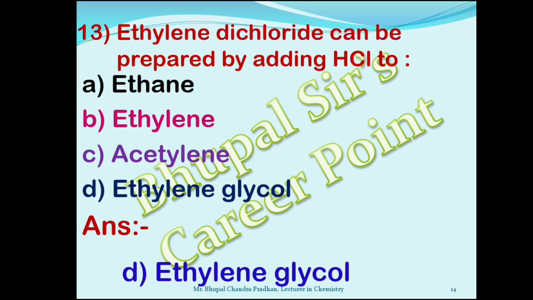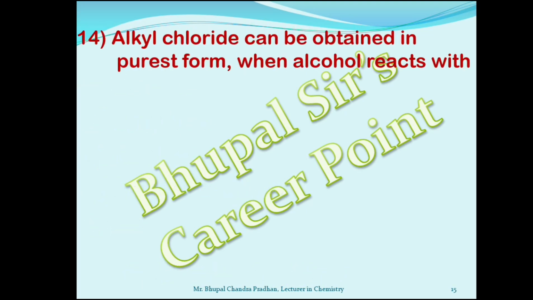Now, thanks for the students who gave the answer option D. Now, let us come to the next question, that is question number 14. Alkyl chloride can be obtained in purest form when alcohol reacts with dash.